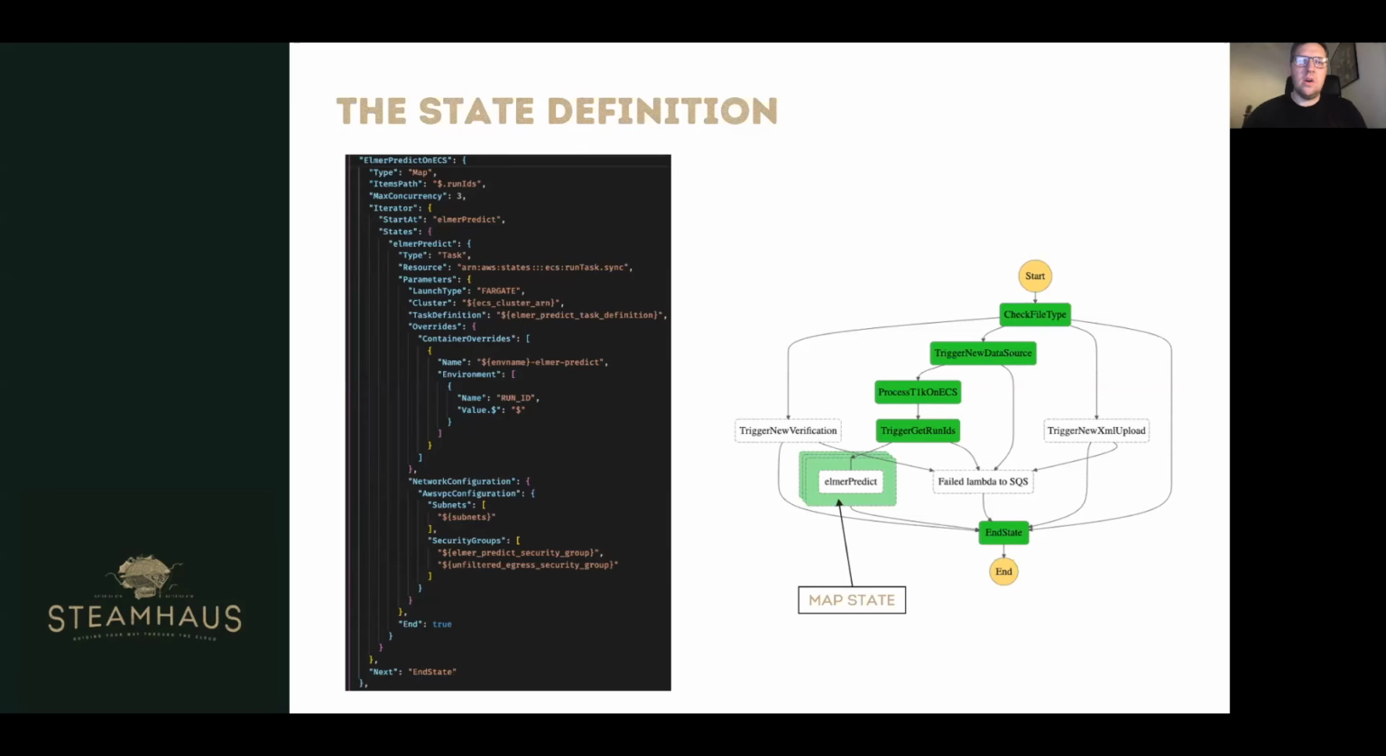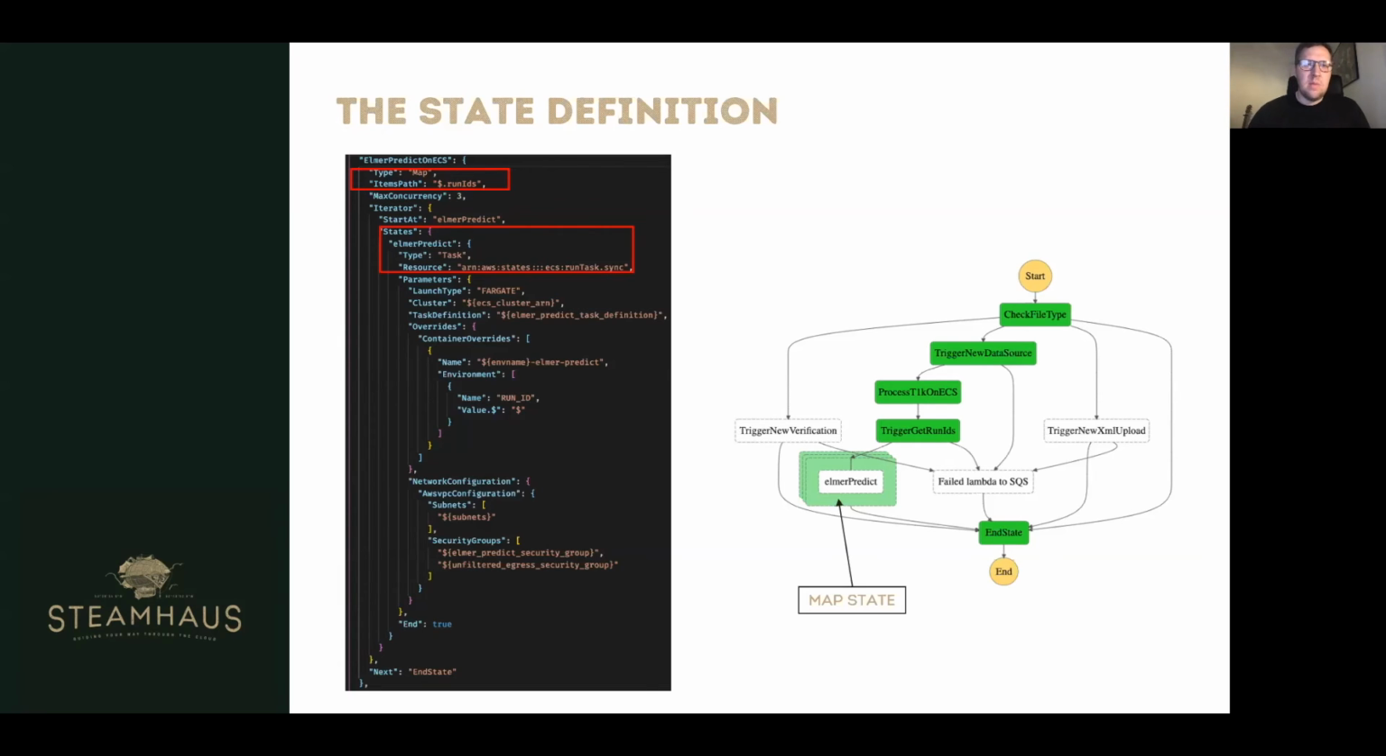Okay, so how does this look in the state definition? This snippet you can see describes our map state. And the ItemsPath field at the top there is used in a map state to select an array in the input. If the input to the map state is a JSON array, it will run an iteration for each item in the array, passing that item to the iteration as input. And in this example, we're using the $.runIDs node from our JSON input provided by the getRunID state, as previously explained.